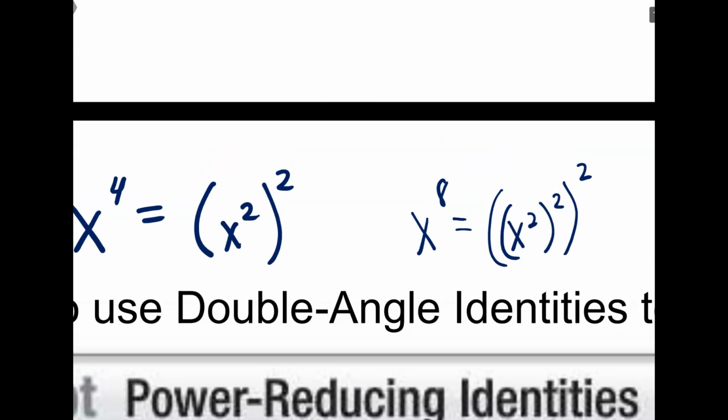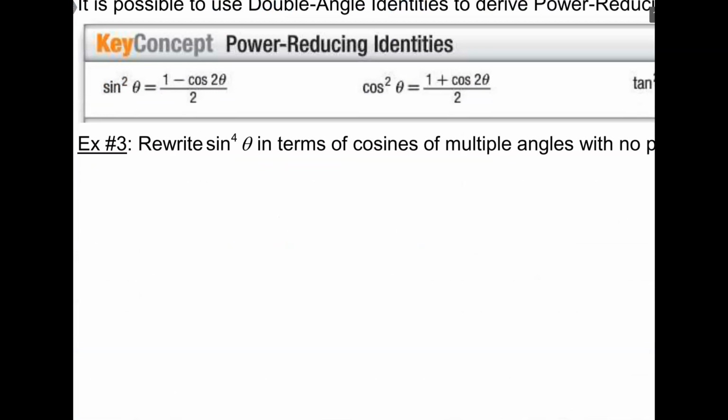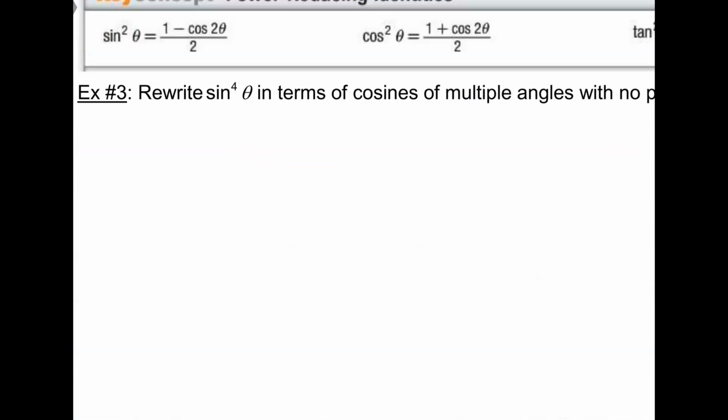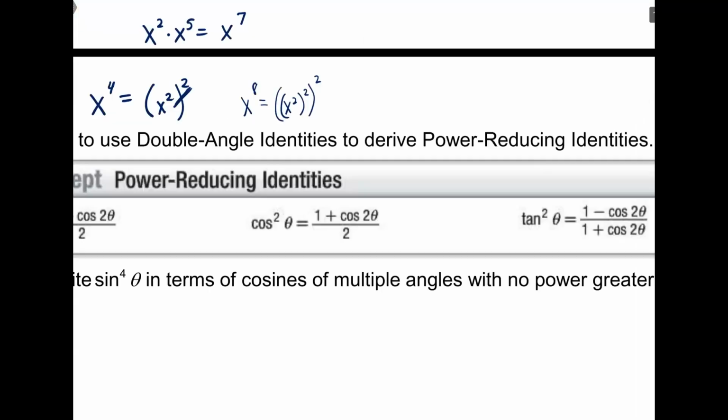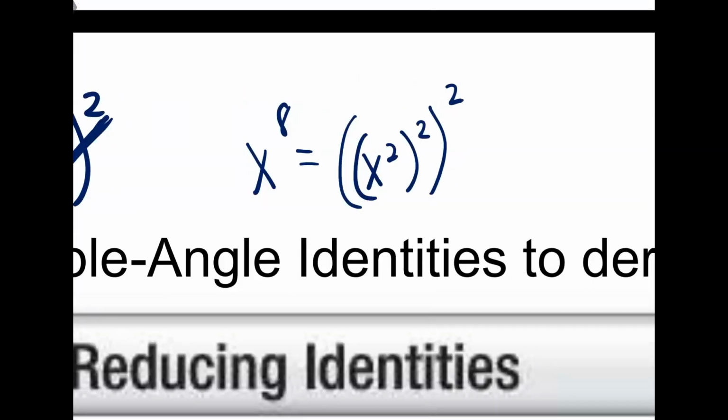When you have an exponent to an exponent, you multiply. Do we remember exponent rules? What if I have x squared times x to the 5th? What does this turn into? To the 7th, because you add. If you're multiplying the bases, you add. If you are doing an exponent to an exponent, you multiply the exponents. Okay. Cool. And that would be the same as x to the 8th. I just rewrote it like this because I want you to see the square with the power reducing identities.